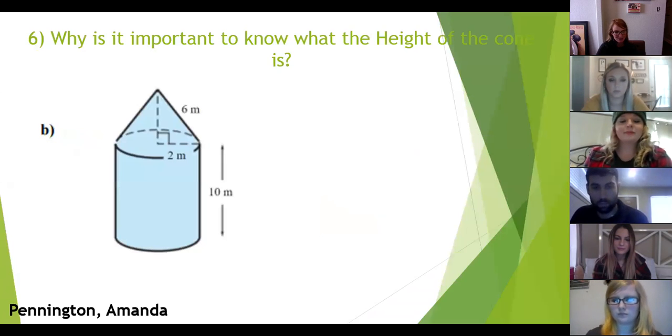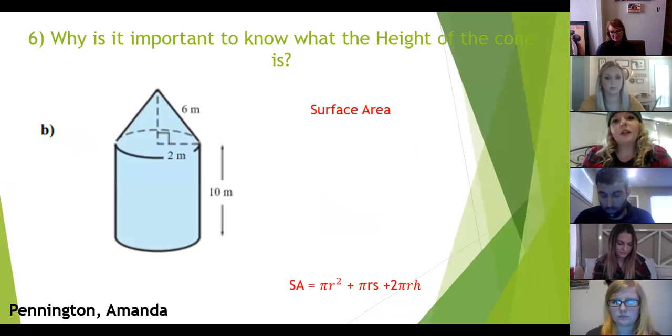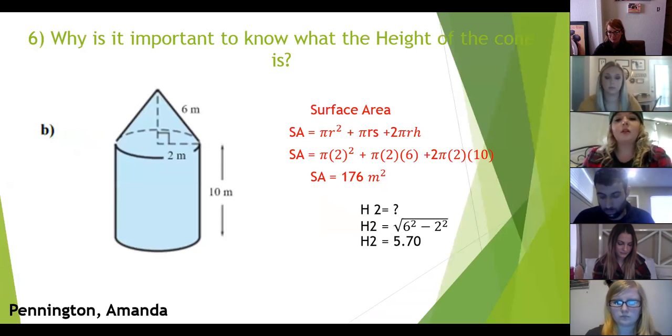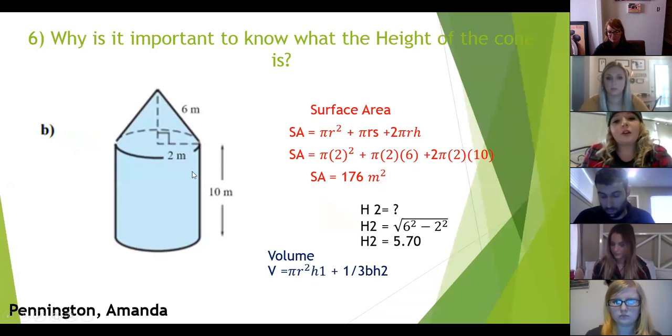Hey, Amanda, why is it important to know what the height of the cone is? That's a good question. So when you want to find the surface area of any cone shape that's involved, you need to know what the height 2 is. And the height 2 is going to be given because we have this cylinder height, which is going to be our height 1 for the volume, which is seen right here in this equation.